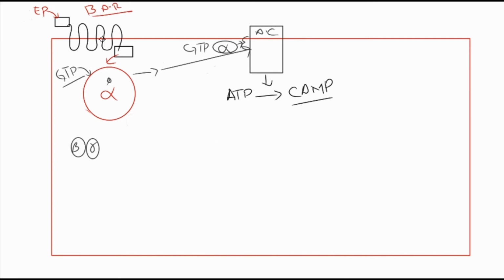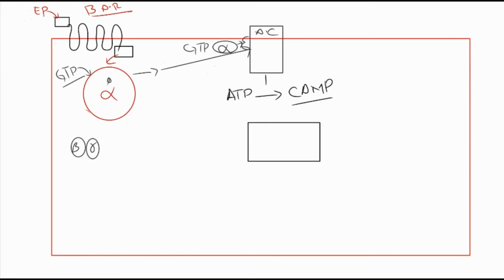As we can see, epinephrine attaches here as a ligand. This ligand activated an alpha subunit, and the alpha subunit goes to the adenyl cyclase and activates adenyl cyclase. Adenyl cyclase in response converts ATP into cyclic AMP. Now this cyclic AMP that is present inside the cell will activate another enzyme that is present in the cell.